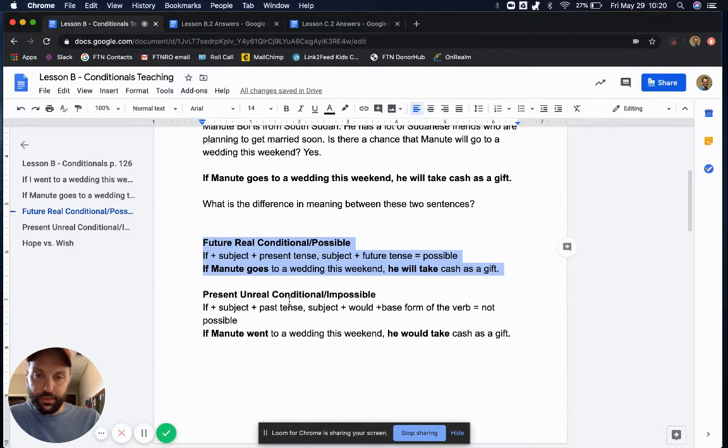Let's see here. So we're talking about the present unreal. It's impossible. He wishes he could go, but he can't. Okay? And by the way, I just realized something. If we could state this differently, so I want to show you this. To express the impossible, let me just write that example here.